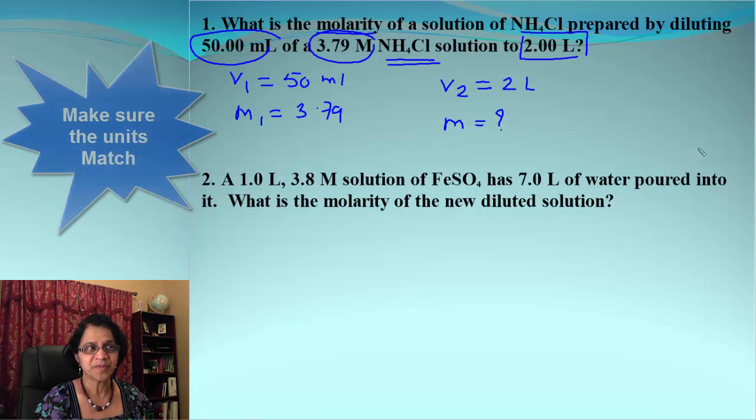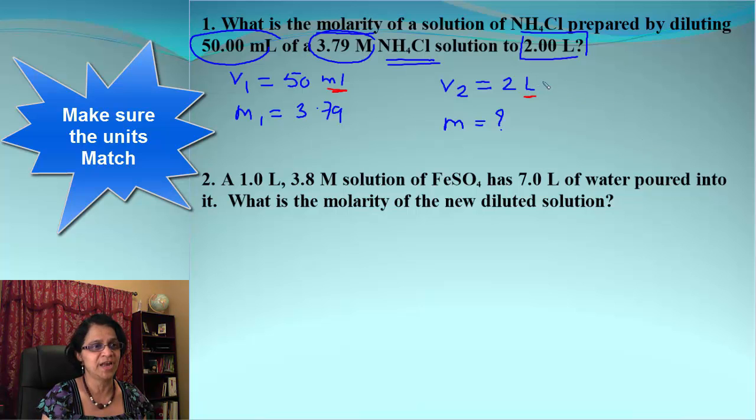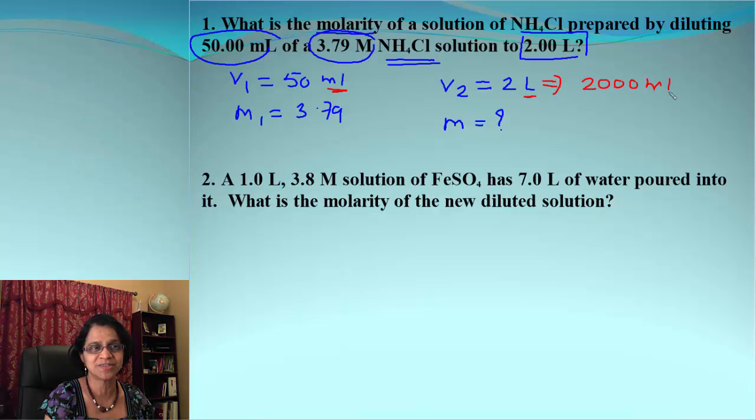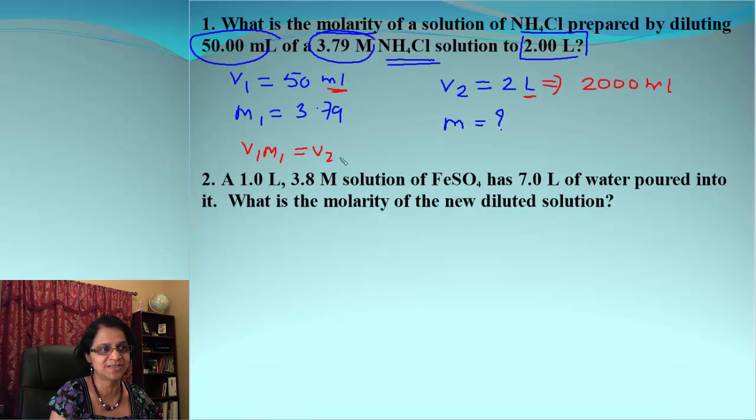Here is a problem. The volume which we got initially is in milliliters and this is in liters. In order for the formula to work, we have to make sure we have exactly the same units. So how do you convert 2 liters to milliliters? It is simply by multiplying by 1000. So this is 2000 milliliters. And now we can use the formula, boom boom, V1M1 equals V2M2.